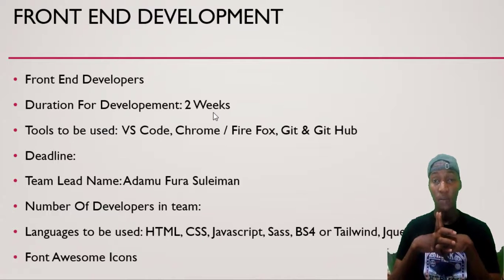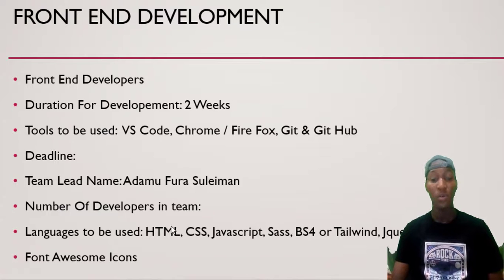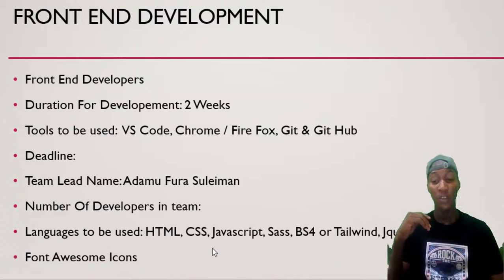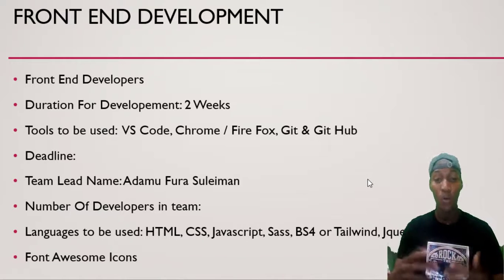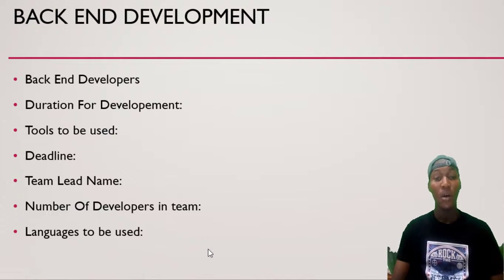GitHub account for the company where we can be pushing or cloning projects. For languages to use: HTML, CSS, JavaScript, or a CSS pre-compiler like Sass, or UI frameworks like Bootstrap or Tailwind, jQuery, JavaScript libraries, and even CSS animation libraries. This one is just about the front end devs. Whenever I have my guys, we are going to collaborate and talk about it. Same thing with other groups. This is something like Font Awesome icons. So for the back end developers, that is all for them.